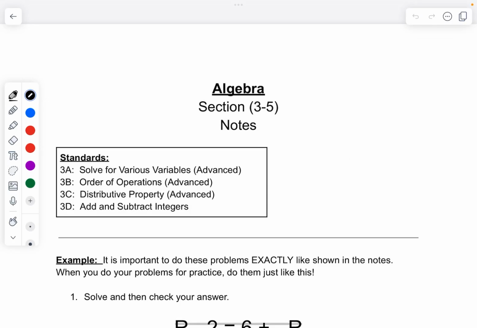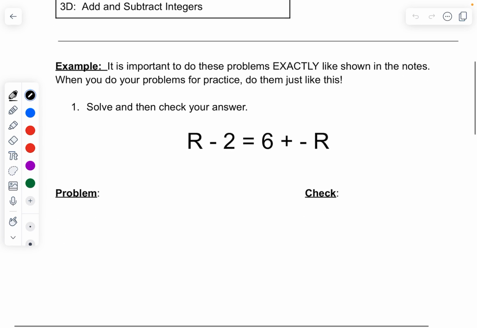Let's move on to Chapter 3, Section 5. Again, we are working with various variables, order of operation, and adding and subtracting integers. Let's go ahead and look at the first problem.